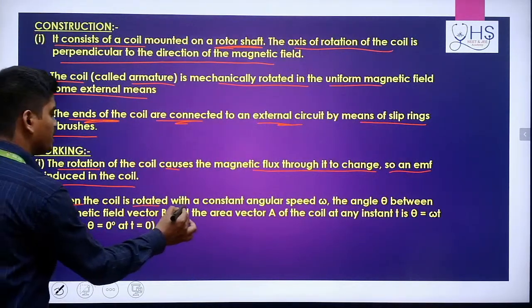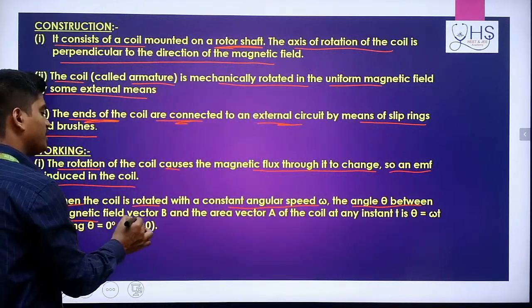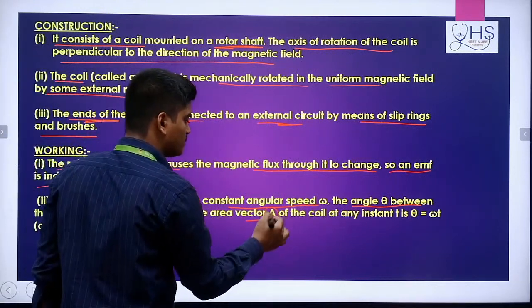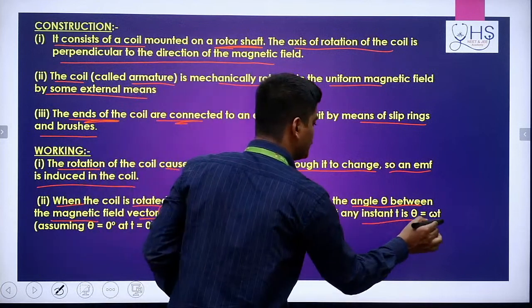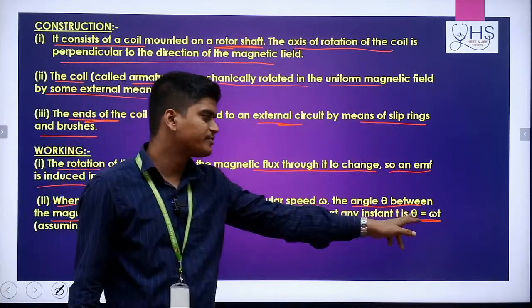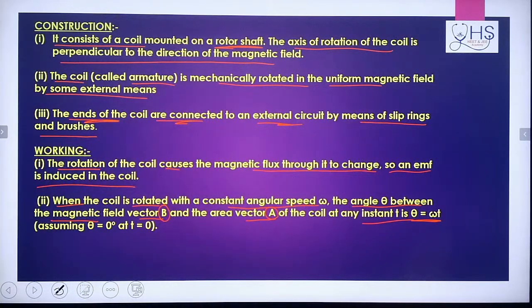Now when the coil is rotated with a constant angular speed, the angle theta between the magnetic field vector, which is north to south, and the area vector, that is the coil area vector, at any instant is theta equal to omega t. That's the normal angular quantity: angular displacement equals angular velocity into time. Theta equal to omega t, you are writing. Now here we will obtain this expression. So you note it down. I'll go to the next page. You can pause and note.